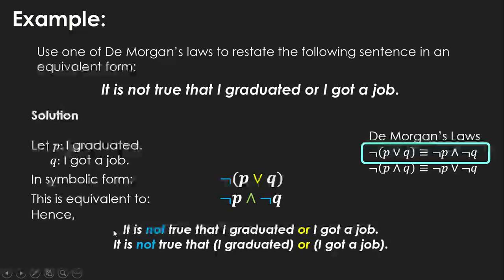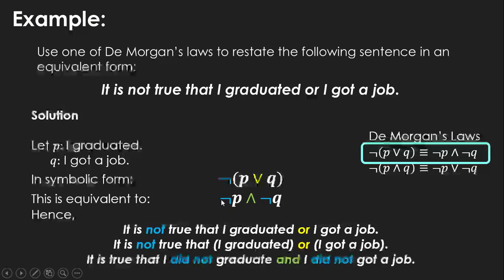Then, looking at the statement, this is statement P, and this is statement Q. So, kailangan natin siya na-i-change sa ganitong form. Then, we will have, it is true that I did not, kasi nga, negation of statement P, graduate, and I did not get the job or get a job. Negation of statement Q.